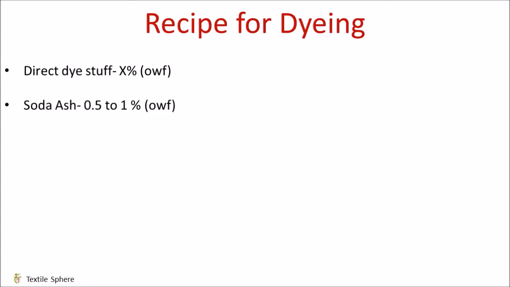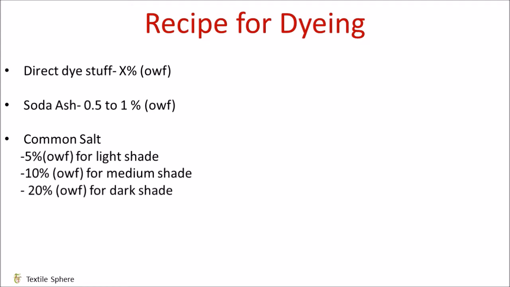So you will be requiring direct dyestuff, which you will take X% on weight of fabric. Now next is soda ash, which will be 0.5 to 1% on weight of fabric. Next is common salt, which totally depends upon the type of shade which you wish to give to the cotton fabric. 5% for light shade, 10% for medium shade and 20% for dark shade. Next is the temperature. You should keep temperature at boiling and the time required will be 45 to 60 minutes.